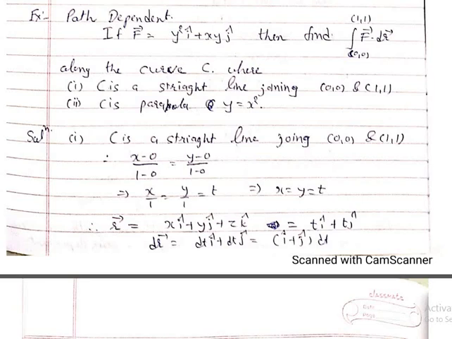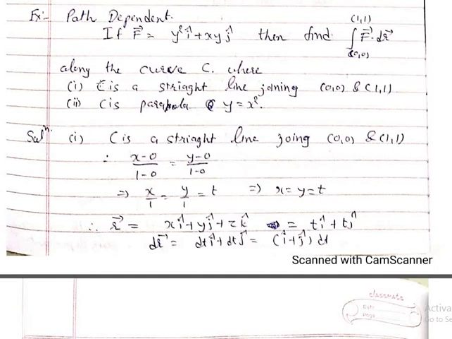If f bar is equal to y square i plus xy j, then find the integration from (0,0) to (1,1) of f dot dr along the curve C, where first, curve C is a straight line joining (0,0) and (1,1), and second, curve C is a parabola y is equal to x square. That means we have to find two different line integrals as we have been given two different curves.